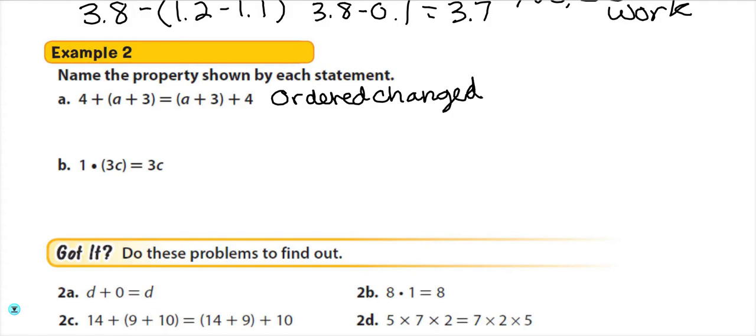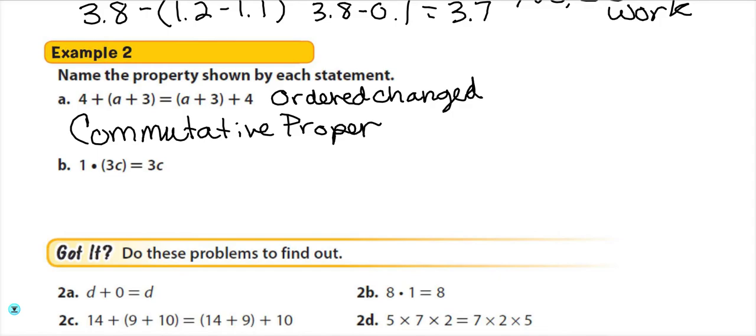And in this case, this would be the commutative property of addition. So if you're not familiar with all of your properties yet, go ahead and look at some resources and get those memorized real quick. Okay, let's look at letter B. We have 1 times 3c, and then we just get 3c. So which property tells us that if I multiply by 1, I end up getting the same thing? In this case, that would be the multiplicative identity.